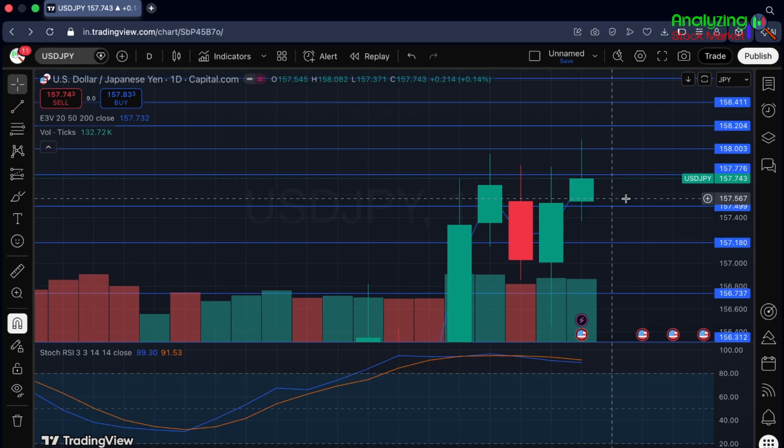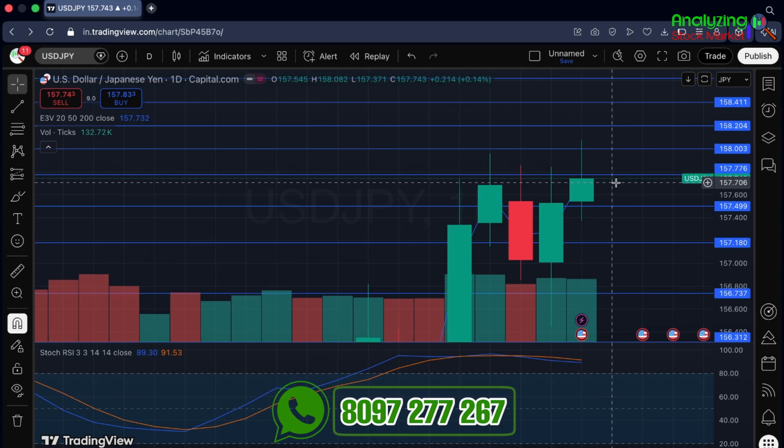So now let's talk about my opinion. Before that, here we can see there has been a good consolidation over the past days in this week. We can expect good bullish momentum, but before that my expectation is a bit negative. I'm expecting a negative closing in this range, that is 157.180 to 157.499, for this week.